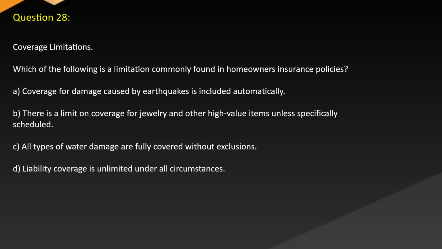Question 28. Coverage limitations. Which of the following is a limitation commonly found in homeowners insurance policies? A. Coverage for damage caused by earthquakes is included automatically. B. There is a limit on coverage for jewelry and other high-value items unless specifically scheduled. C. All types of water damage are fully covered without exclusions. D. Liability coverage is unlimited under all circumstances.